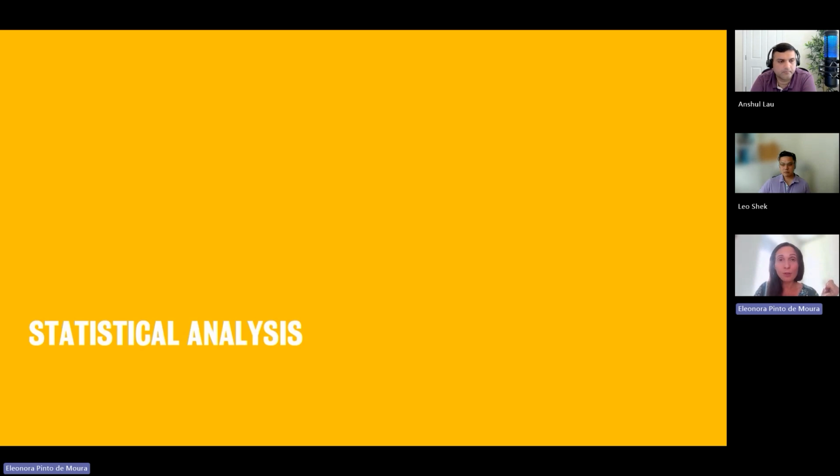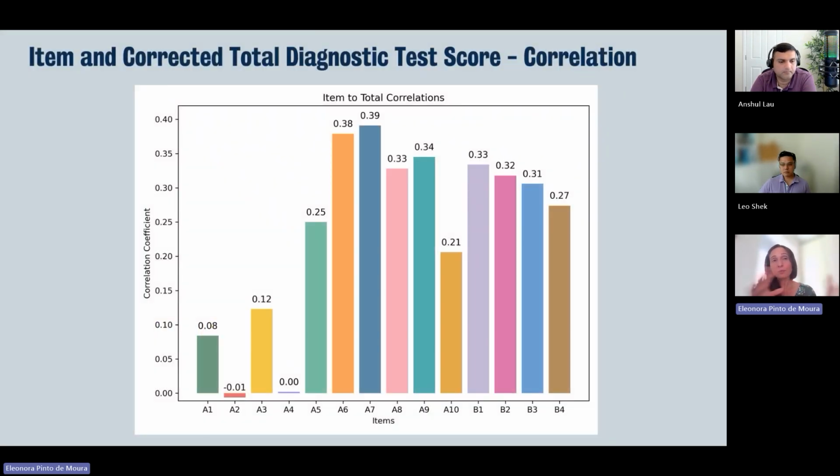And then finally, we looked at the statistical analysis, how we deal with this data, especially on the item level. In order to better understand how each question reflected our students' overall performance, we looked at the correlation between each item and the total score, but here we excluded that item from the total score. So this is what we called the corrected total score, and that's very important in order to avoid artificially inflating the correlation. This is particularly important because we only have 14 items.